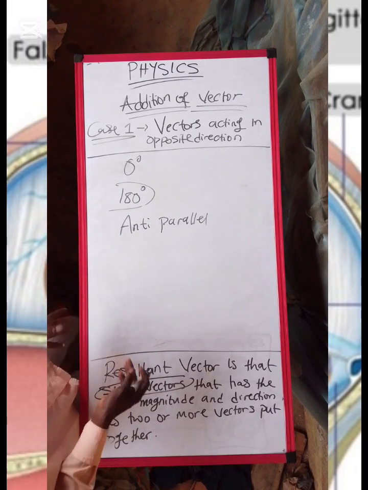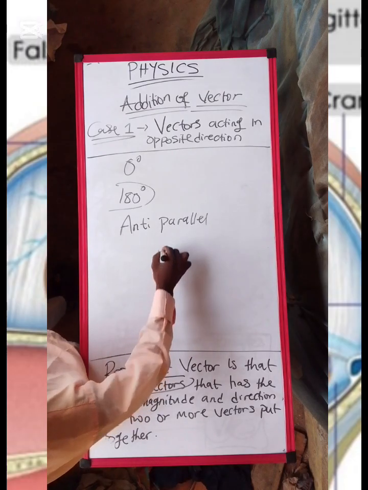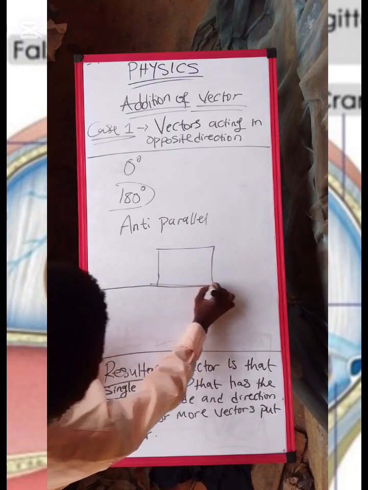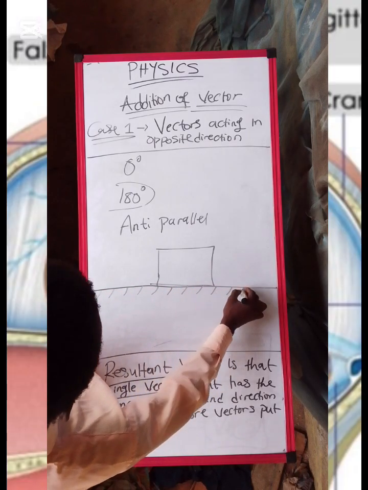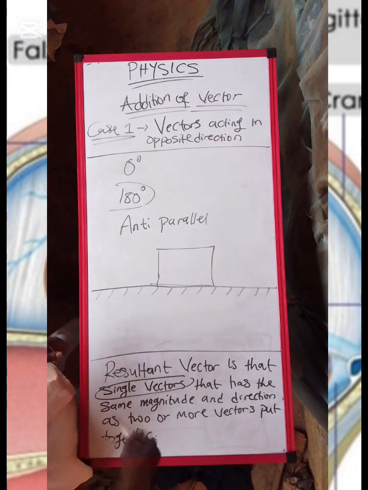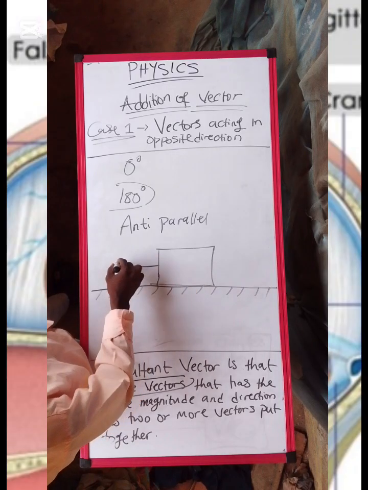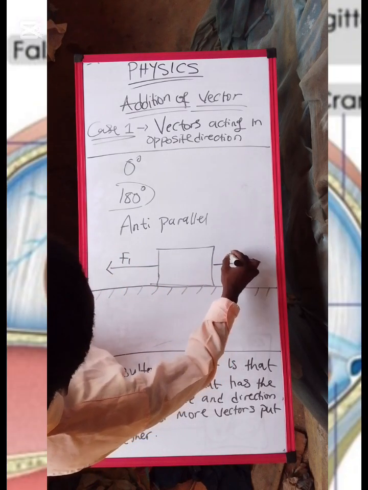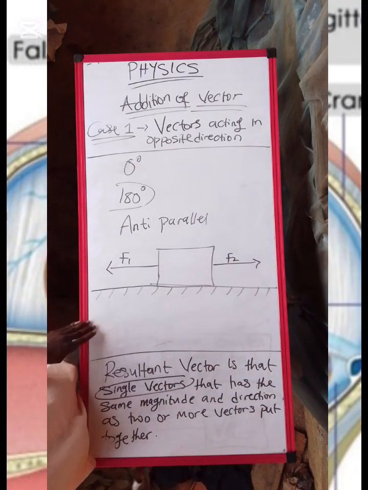Now, when we say vectors are acting in opposite directions, what does that even mean? Take for instance, there's a box here on the ground. I am applying a force on this box to move it in this direction. Let's call that F1. And then there's another force pushing the box in this direction. Let's call it F2.